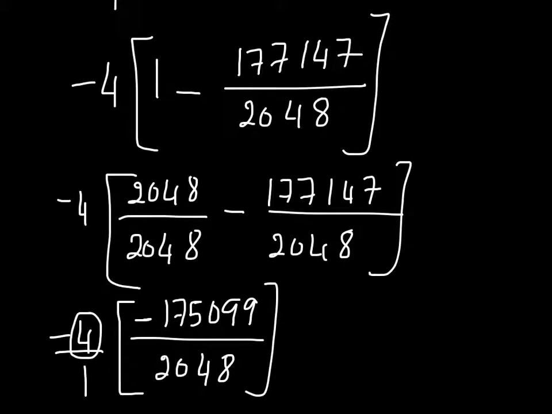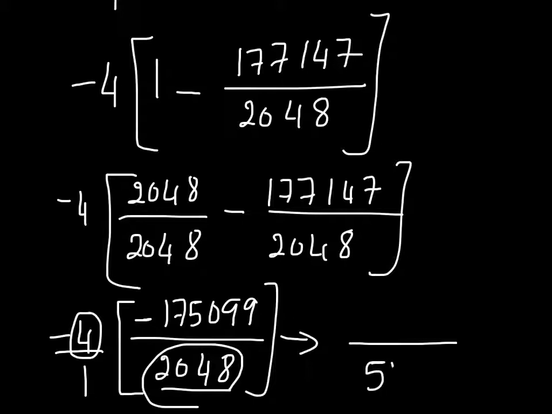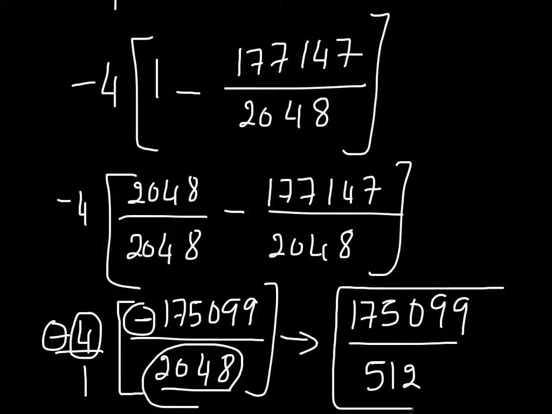The 4 and 2048 reduces. And so that's going to give us, in the denominator, 512. In the numerator is going to be a negative times a negative, which is positive 175,099. And this one cannot be reduced. You can leave it right here.